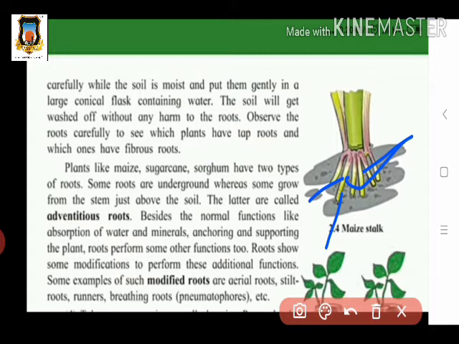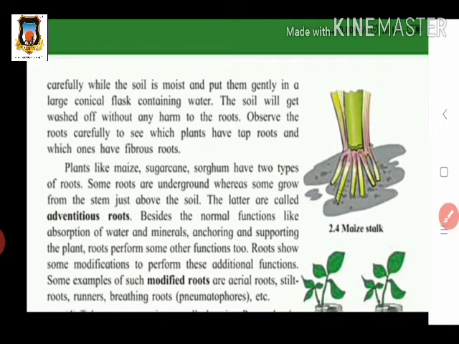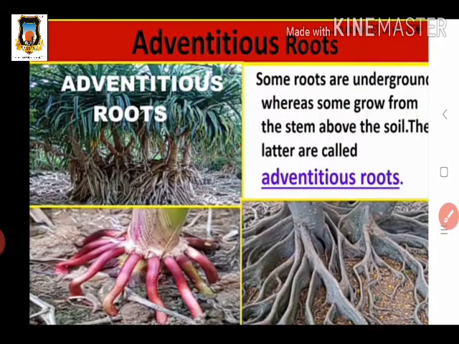And there are aerial roots, these are the modified type of roots. Then stilt roots, runners, breathing roots, these are some modified roots. Okay, so here we see the adventitious roots, also we see the other modified roots. So here if we see this picture, some roots are underground, whereas some grow from the stem above the soil. The latter are called adventitious roots.